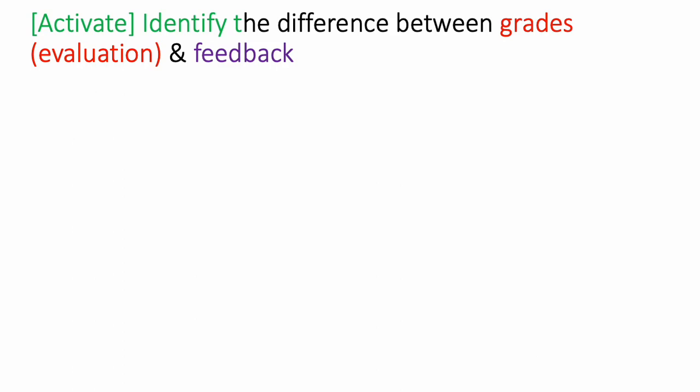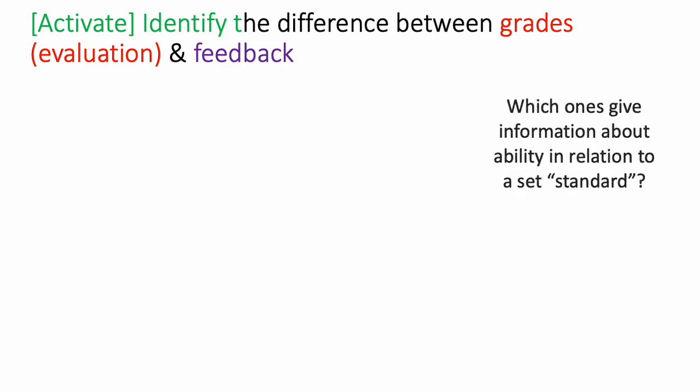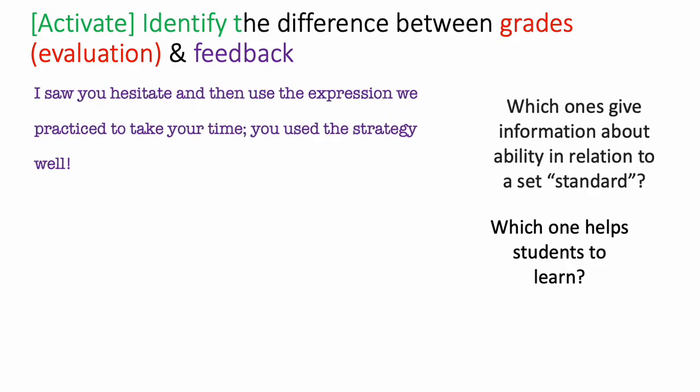All right, so let's do a quick exercise. I'm going to show you some different things that teachers might say or write on papers, and I want you to identify which ones give information about ability in relation to a set standard, and which ones are there to help students learn. So this is the difference between evaluation and feedback.